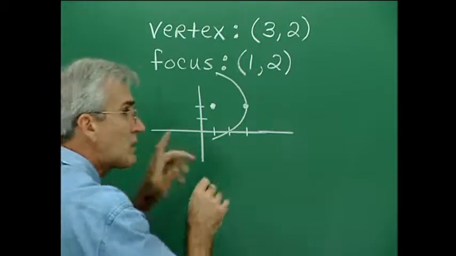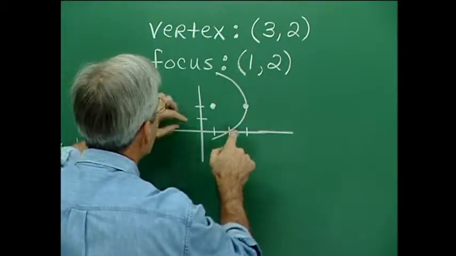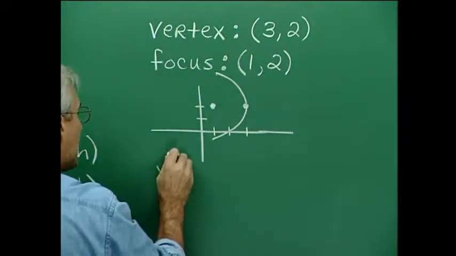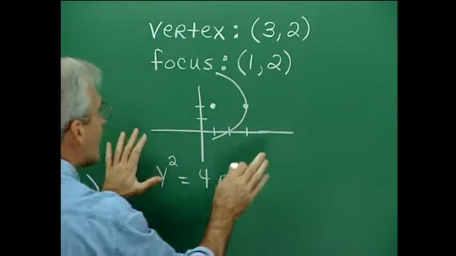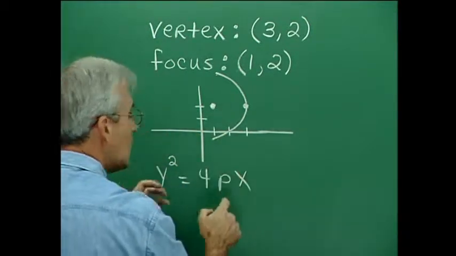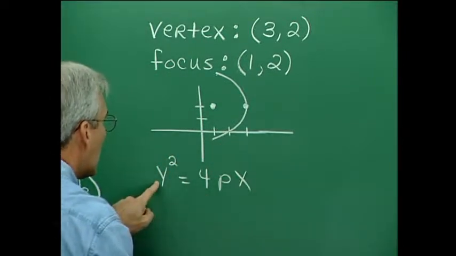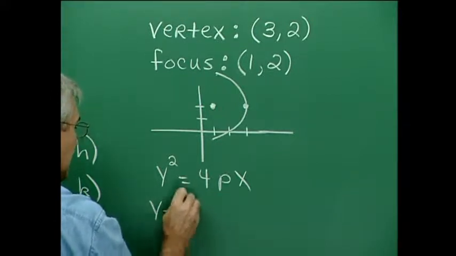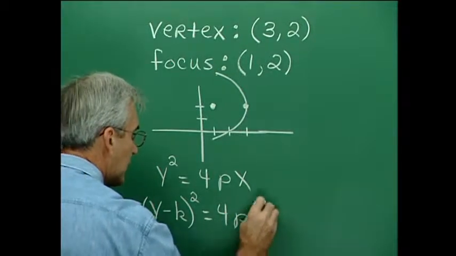Now we just start this thought process. It's the notion that we have one x generating two y's. So we have the notion of y squared equals 4px. But we're not located with our vertex at the origin, so we introduce the idea of h and k. H associated with x, k associated with y. So we have y minus k squared equals 4p times x minus h.